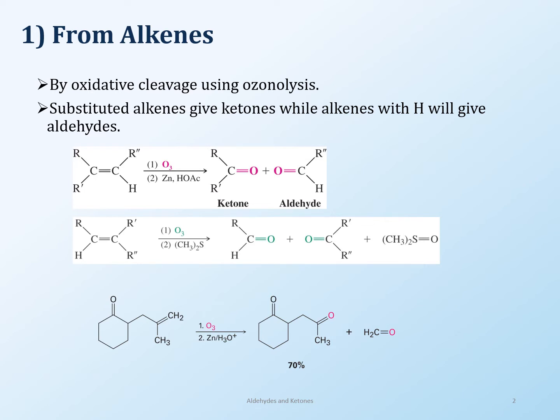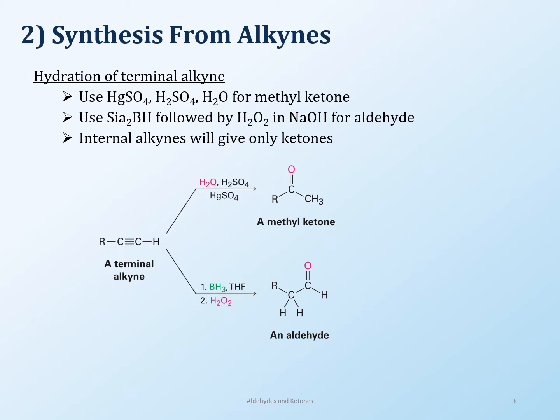The next synthesis is from alkynes, and in alkynes you have two kinds of alkynes, terminal alkyne and internal alkyne. The example given here is for a terminal alkyne. If you have a terminal alkyne and you use mercury sulfate along with sulfuric acid, then you end up getting a ketone, which means that your functional group is coming on the internal carbon. If you use borane along with hydrogen peroxide, then you will get an aldehyde, which means now your carbonyl is going on the outer carbon or the terminal carbon, okay? And so you get two different kinds of products depending on what kind of reagents you use.